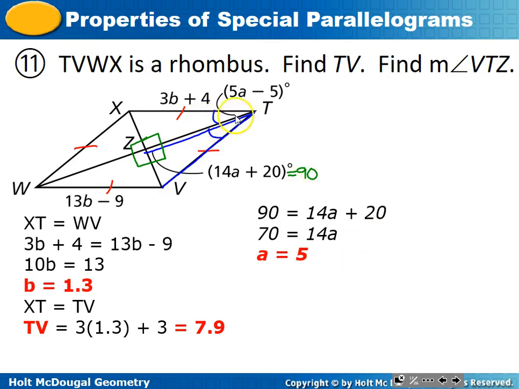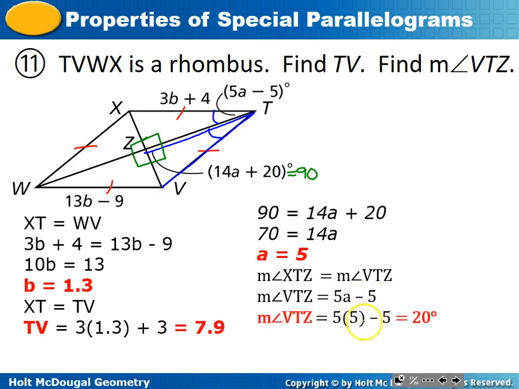Now we know that these two angles are congruent, so we can actually say that the measure of VTZ is equal to 5A minus 5. So 5 times 5 is 25, minus 5 is 20 degrees. So that was our answer up here. And recall that if this was 20, then this one up here was 20. The whole angle would be 40.